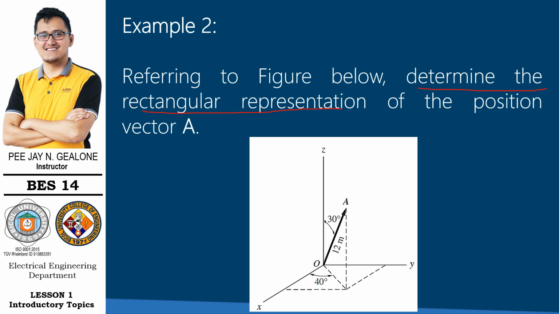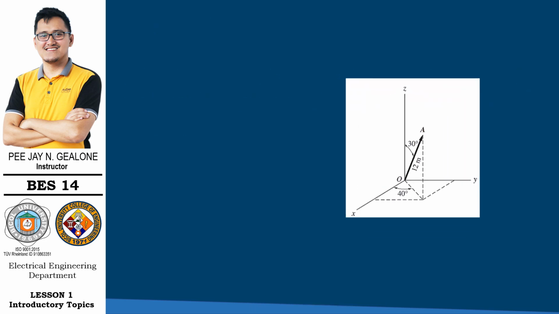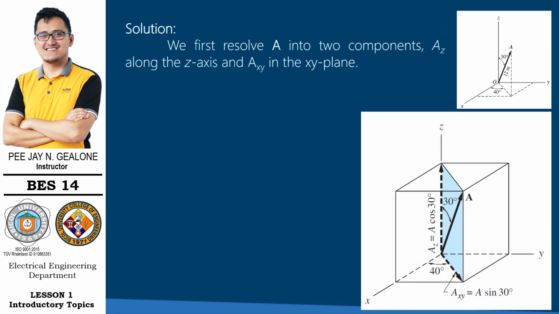So anong gagawin natin? So first, i-consider natin ang plane xy as our base plane. And then mag-drawing tayo ng another plane perpendicular to plane xy that will pass through A and Z. If we do that, makikita natin that actually the value of AZ can be solvable already. Makikita natin that AZ, since 30 degrees ito, is simply A cosine of 30.